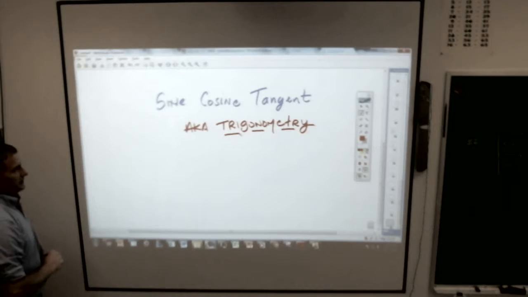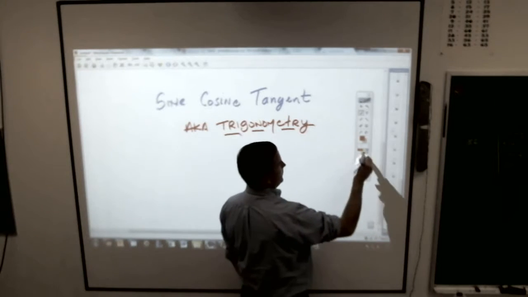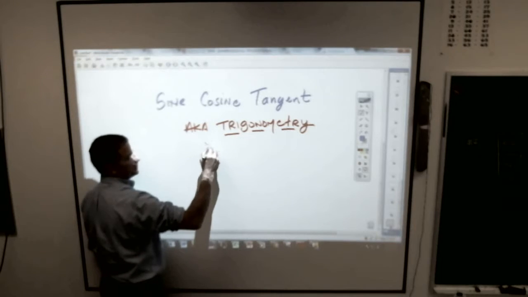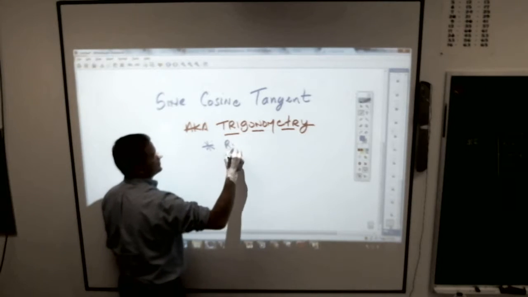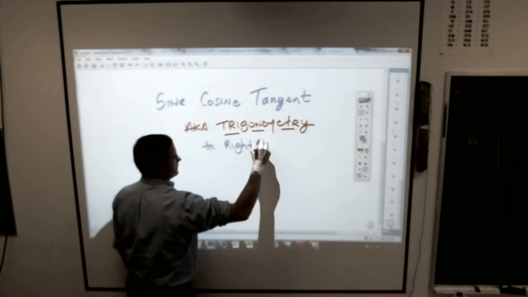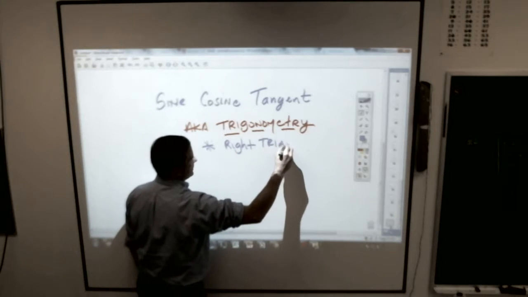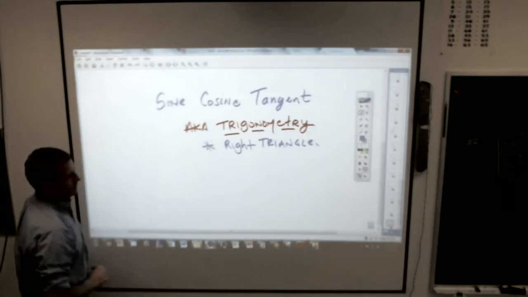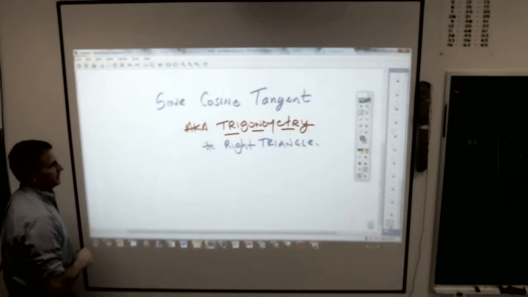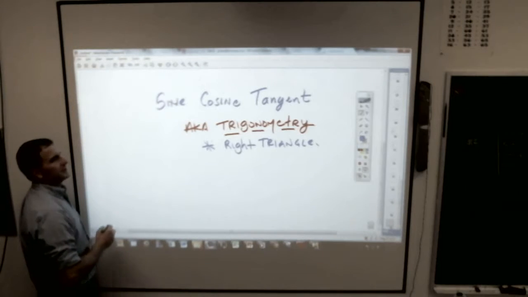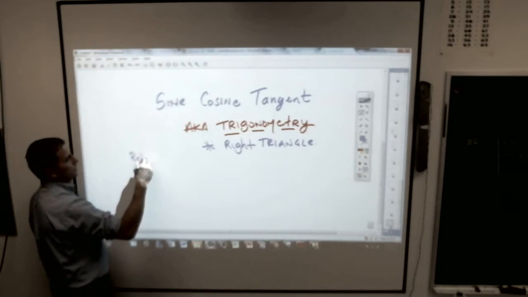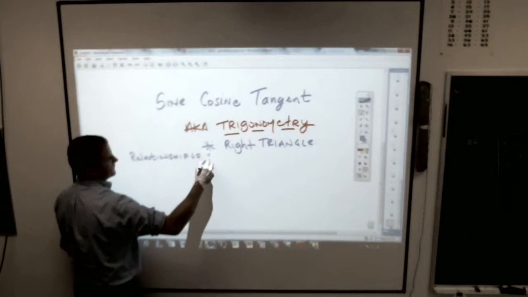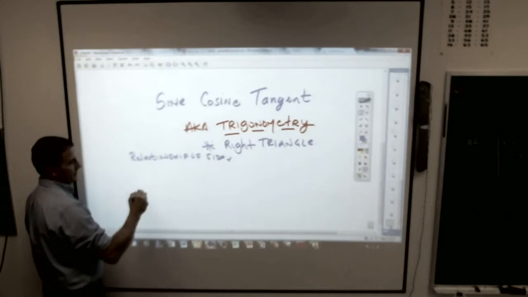And this goes back to what we did last week sometime, when we talked about how this is strictly right triangles. You cannot do this if it's not a right triangle. Okay? It is basically the relationship of the sides.